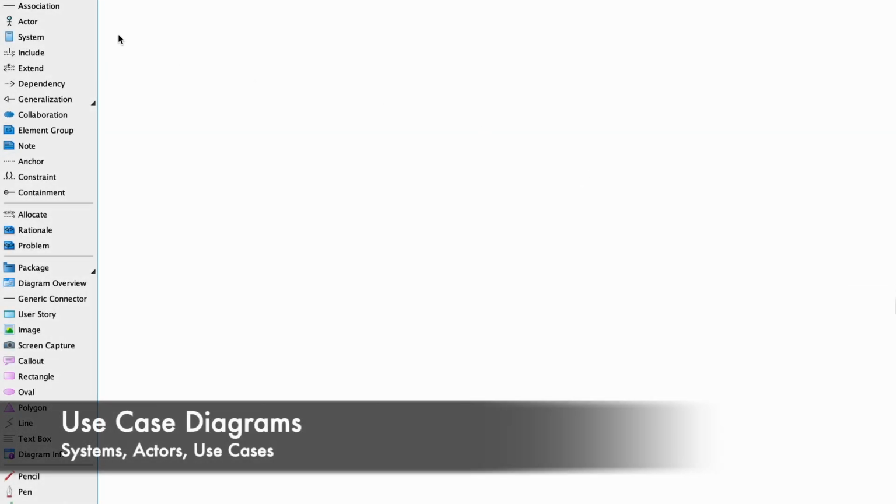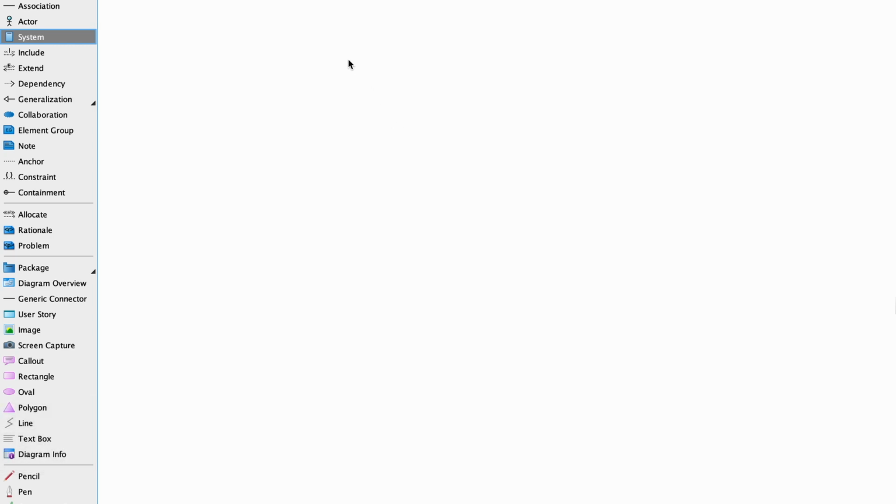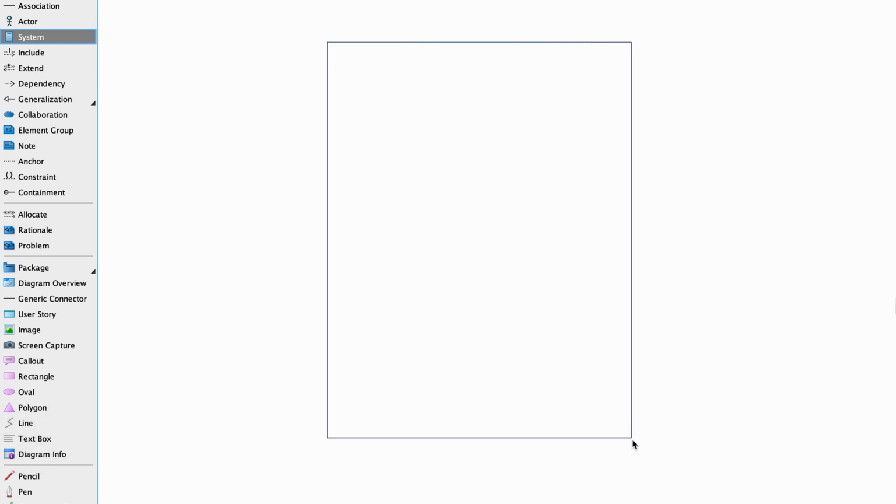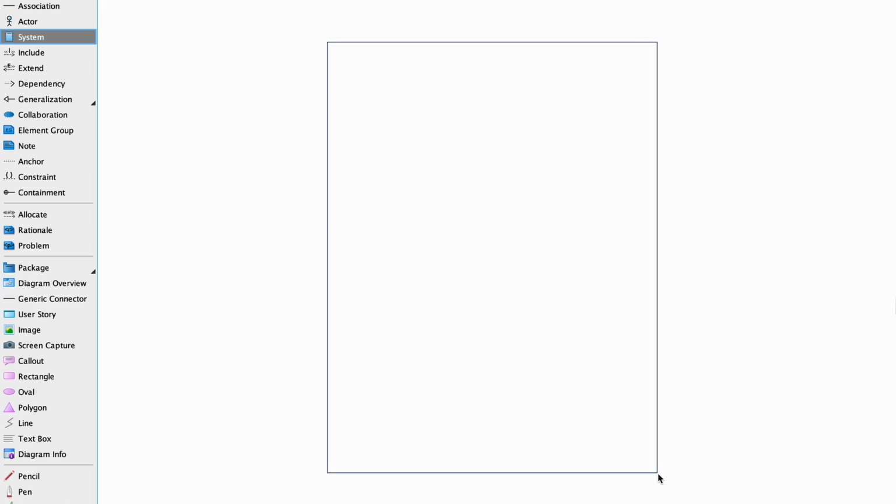Today we'll be diving into the basics of system modeling using a coffee vending system as our example. Let's start by understanding the system itself. This rectangle represents our system, the coffee vending system. But what exactly does that mean?